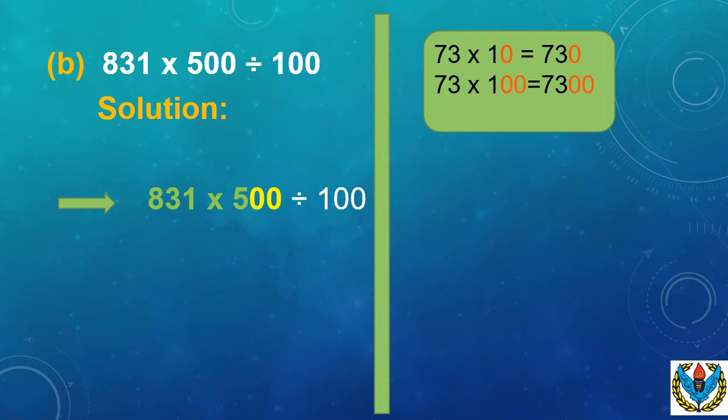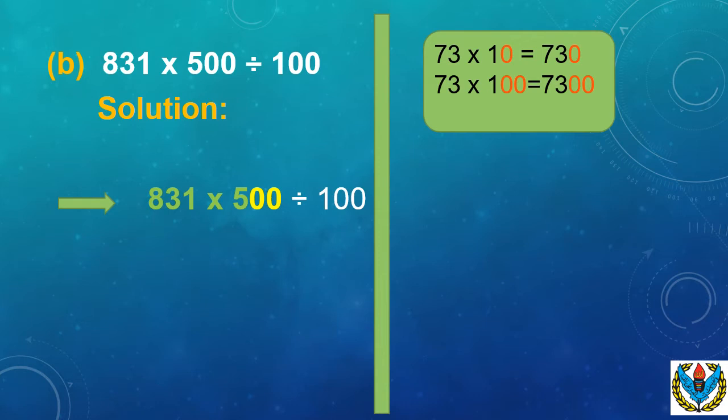In the same way, if we have to multiply 73 by 100, what we can do? Firstly, we will multiply 73 by 1 of the 100. 73 ones are 73. और जो 100 के साथ 2 zeros हैं वो 73 के साथ as it is लग जाएंगे. So our answer will be 7300.